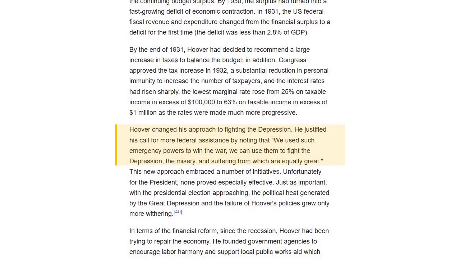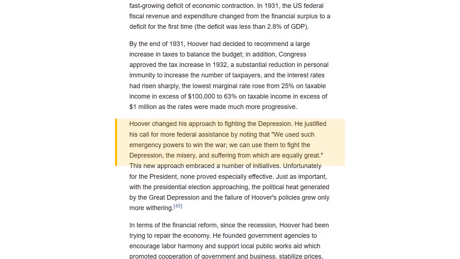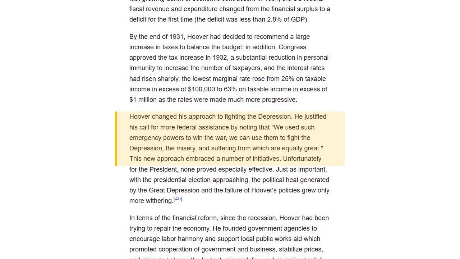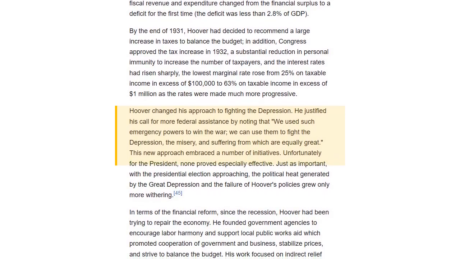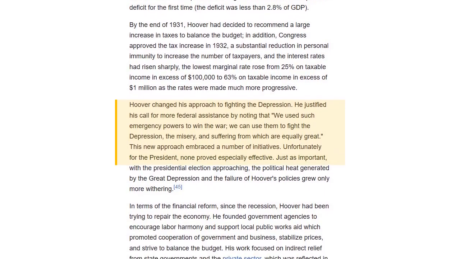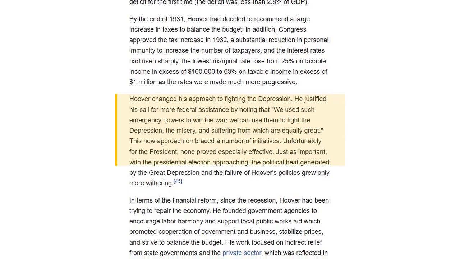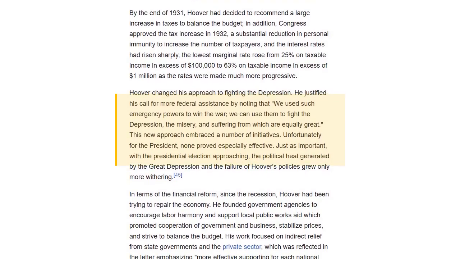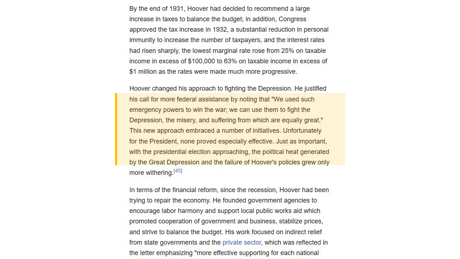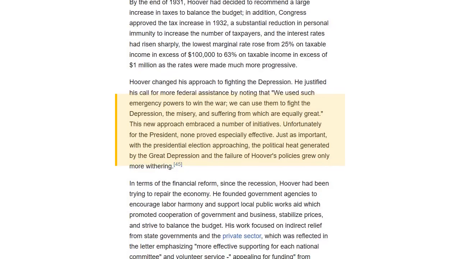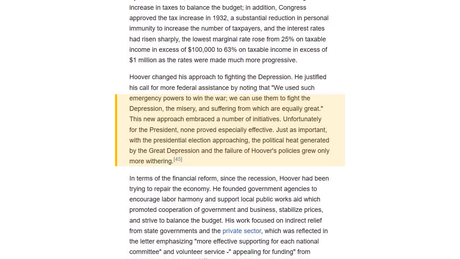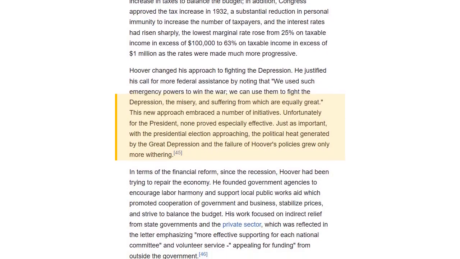Hoover changed his approach to fighting the Depression. He justified his call for more federal assistance by noting that, "We use such emergency powers to win the war. We can use them to fight the Depression, the misery and suffering from which are equally great." This new approach embraced a number of initiatives. Unfortunately for the president, none proved especially effective.